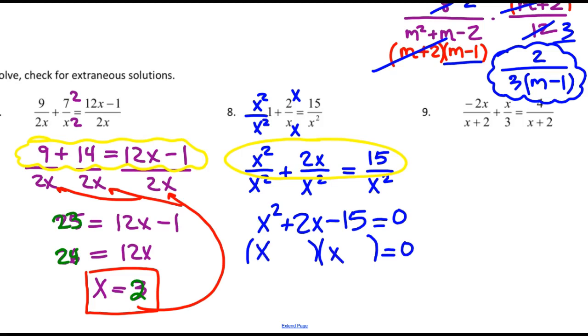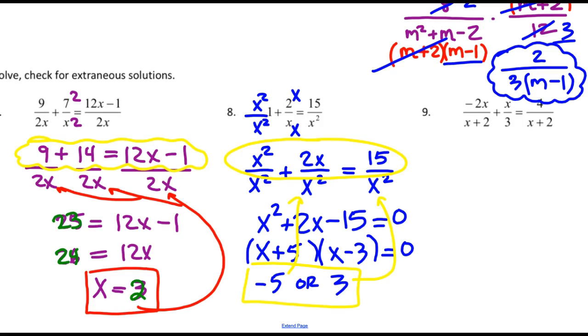So we get x plus 5 and x minus 3 is how that factors, I believe. So now solutions are going to be negative 5 or positive 3. And do either one of those make any of the denominator stuff 0? Nope, so we're good. So both of those are legit solutions, no extraneous. Whew, all right, last question on this page.